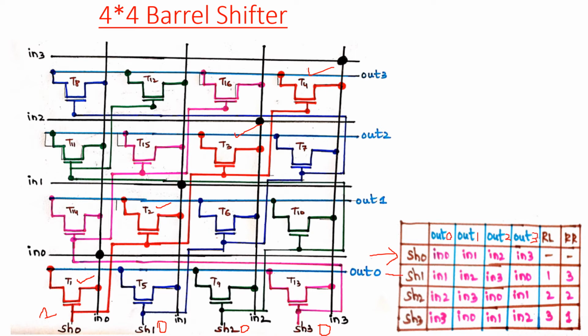Similarly, if SH1 is 1, these blue transistors will be on. If the transistors T5, T6, T7 and T8 are on, input 1 is available on the output 0 line, input 2 is available on output 1, input 3 is available on the output 2 line, input 0 is available on output 3. That is, the input data is shifted by one time.